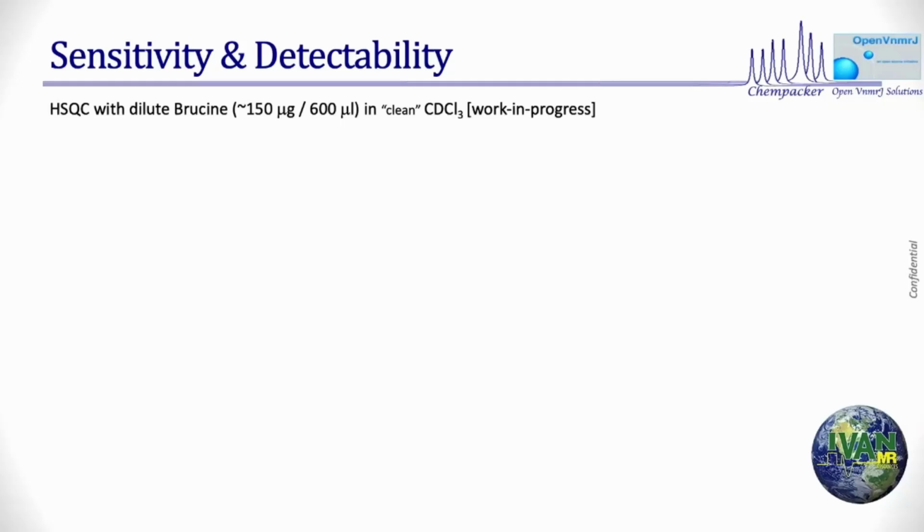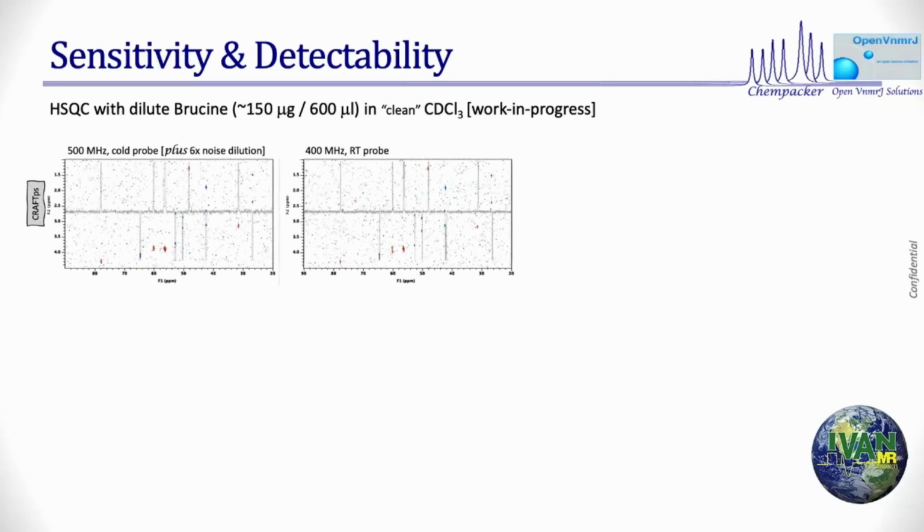Right? So what can I do? Fortunately, I had 2 data sets on the same sample. One on a 500 cold probe, another one on a 400 room temperature probe. The ethyl benzene number difference is about a factor of 5 or 6, somewhere between 5 and 6. So I said, okay, then this is equivalent to 6 times dilution. Right? Look at the spectrum. I don't even have to tell you which one is which. If I didn't put that text in there, you would never know which one is 500, which one is 400.